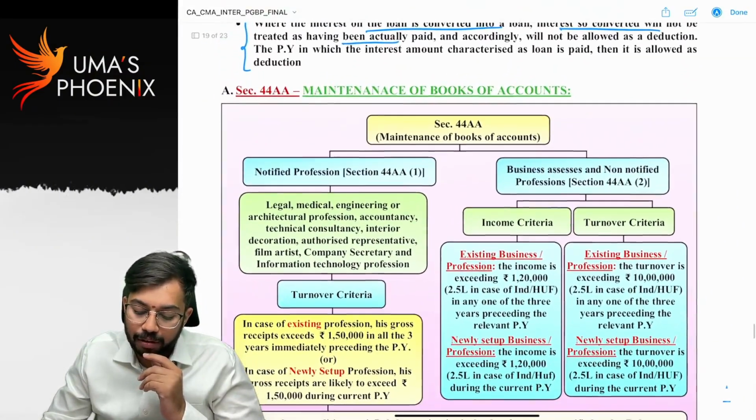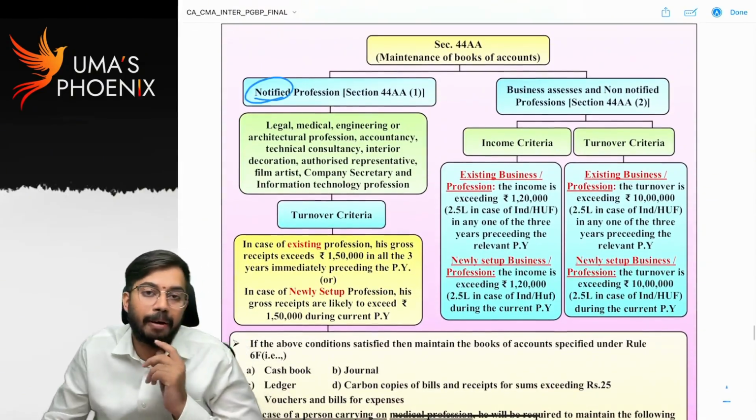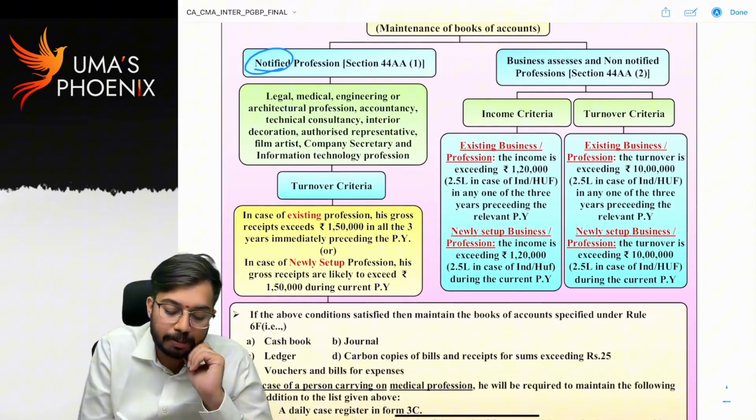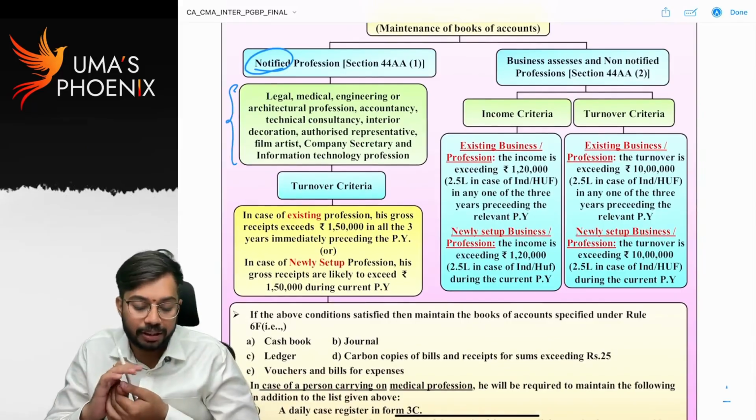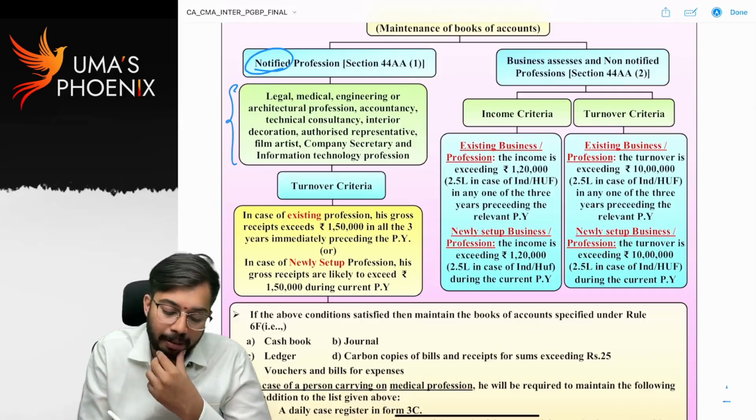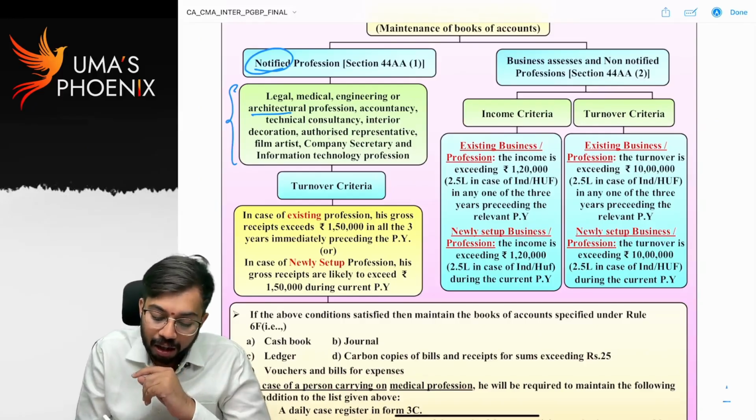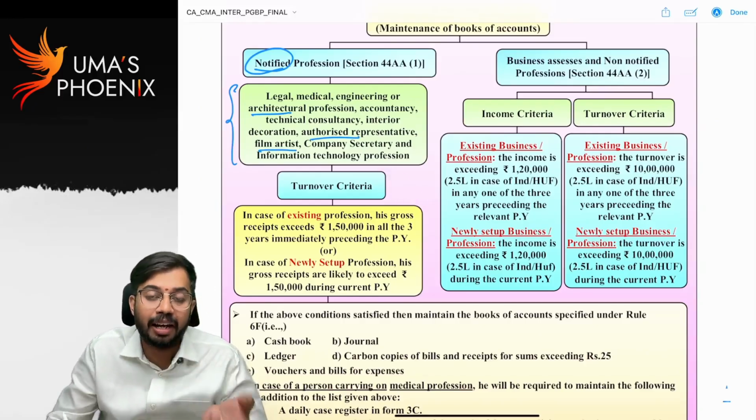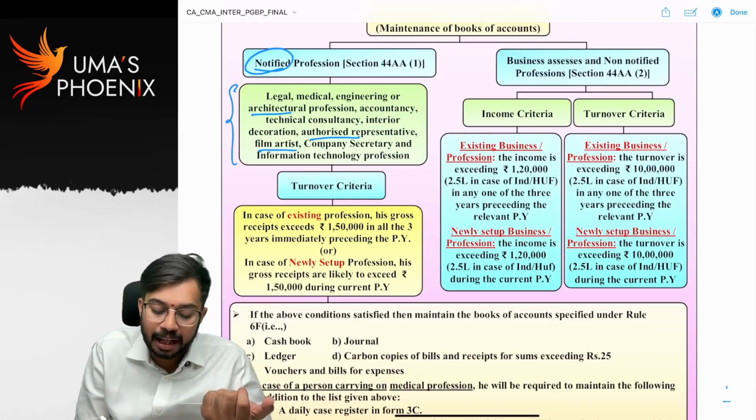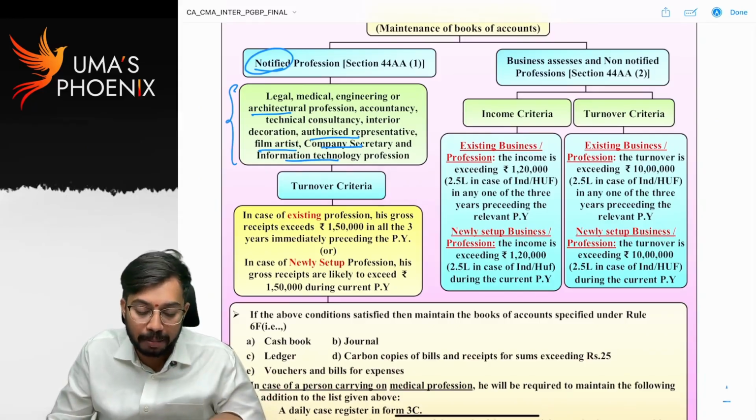Now, what are all the books of accounts that are to be maintained? If the assessee is a notified professional, sir, who are called notified professionals? Those who are engaged in these professions are considered as notified professionals: legal profession, advocates, medical, doctors, engineers, architectural profession, interior decoration, accountancy, technical consultancy, authorized representative, film artist, director, singer, lyric writer, art director, company secretary, information technology consultants. So all these are considered as notified professionals.